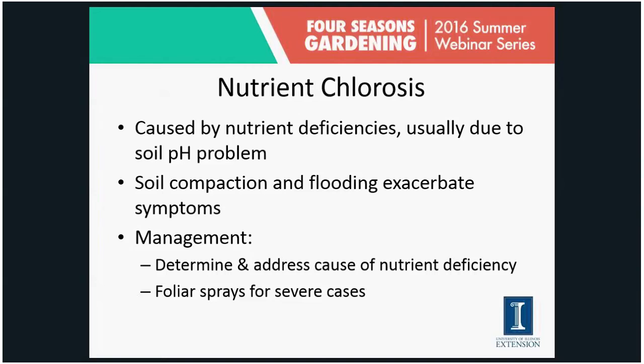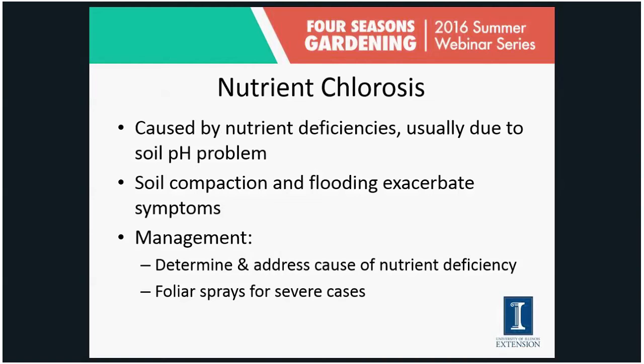So going back to that idea that in spring we see rapid foliar development, that can exacerbate some of these nutrient chlorosis issues. So the management is to determine and address the cause of deficiency. There are soils that are deficient in these nutrients, and in that case, you need to amend the soil and try and get those nutrients back into the soil. But again, the vast majority of the time, it's a pH issue.